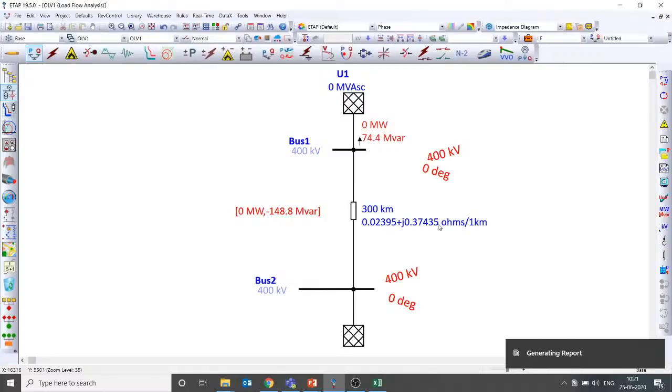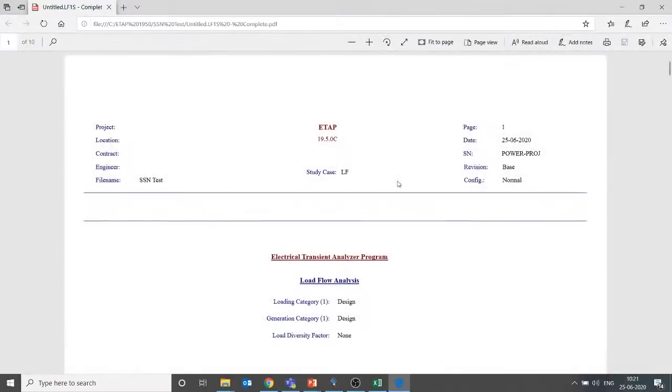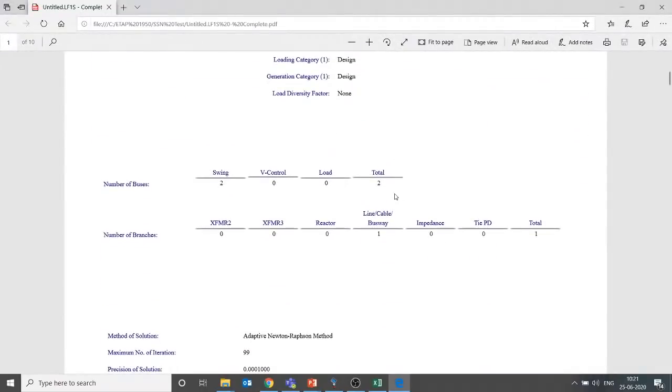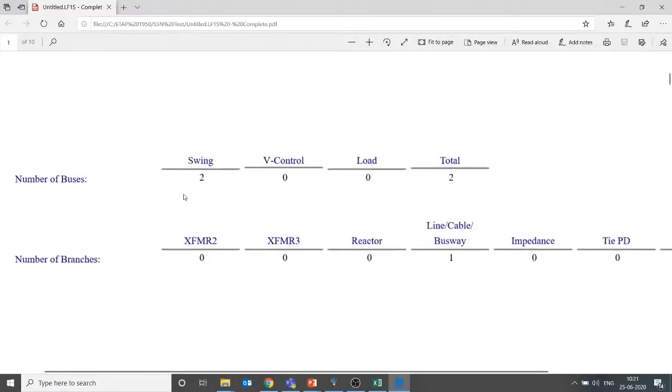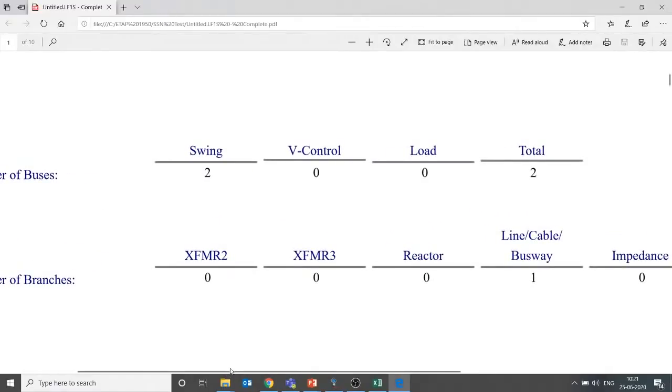So that's about swing bus, slack bus, or reference bus. You can call it both. Let me check whether the report is on. Might be taking some time. Yes, it is on. So you can see here the number of buses. So two swing buses. Total buses itself is 2, and out of that all the 2 buses are swing buses. That means multiple slack buses are really possible.